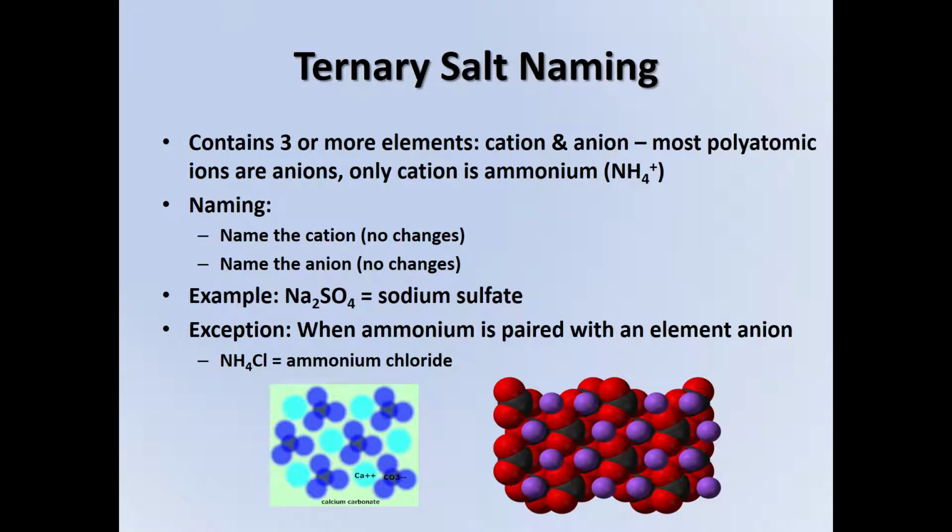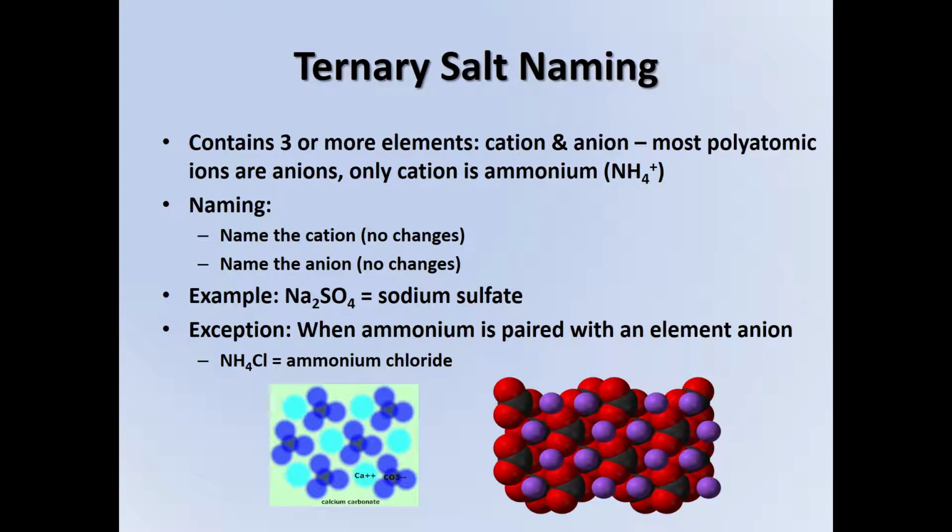So ternary salt naming contains 3 or more elements, a cation and anion. Most polyatomic ions are anions. So most all polyatomic ions are going to be negatively charged. The only positive one is ammonium. So basically, the naming scheme is name the cation and name the anion with no changes. The exception is if the anion is just a single element, we're going to use the IDE rule.